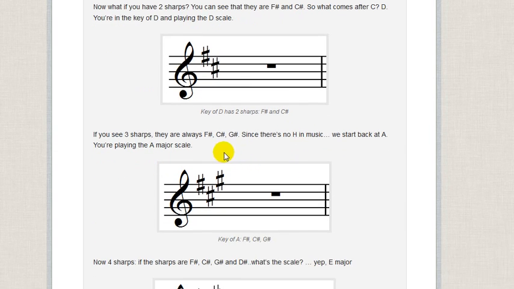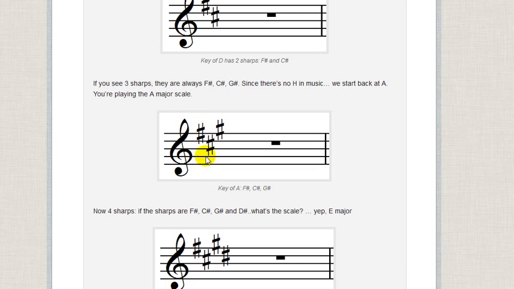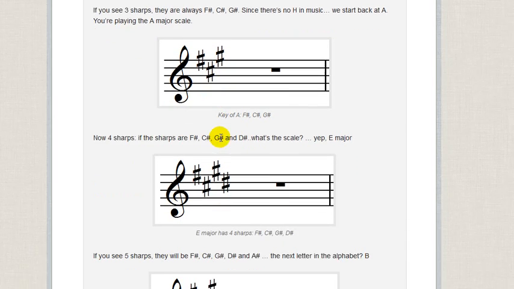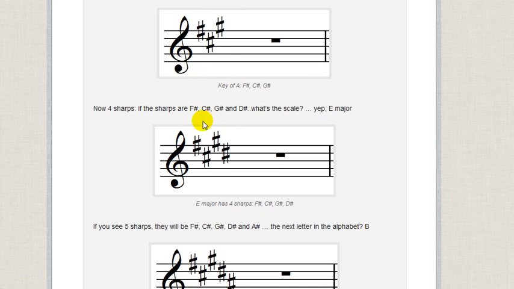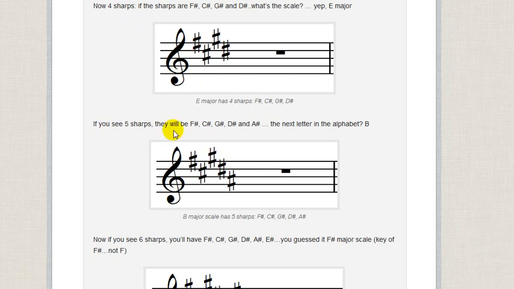Same logic applies to three sharps. F, C, G, Father Charles Goes. The next letter in the alphabet is A, so you're in the A major scale. Four sharps, Father Charles Goes Down. Alright, D, so that must be E major. Four sharps, F, C, G, D, E major. If you see five sharps, Father Charles Goes Down And, that's right, B. I'm in the B major scale.